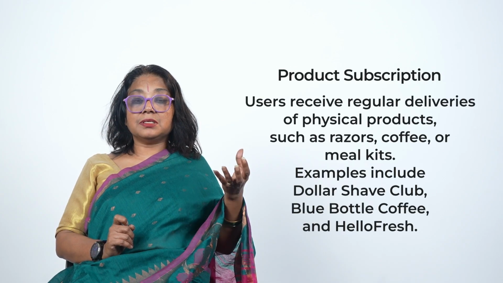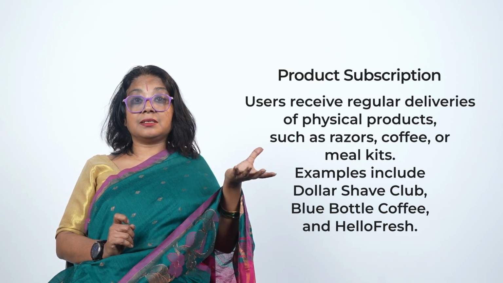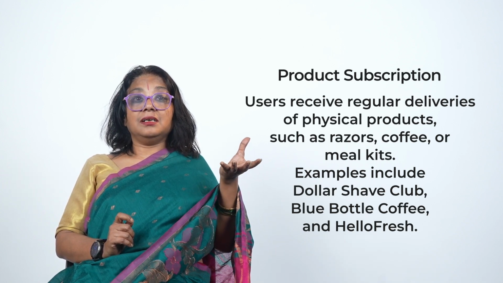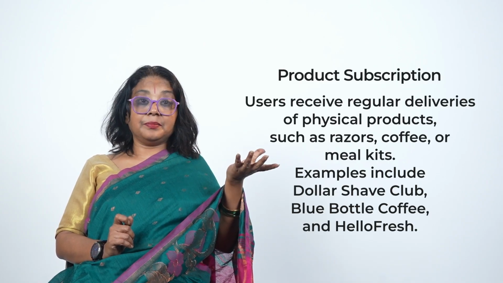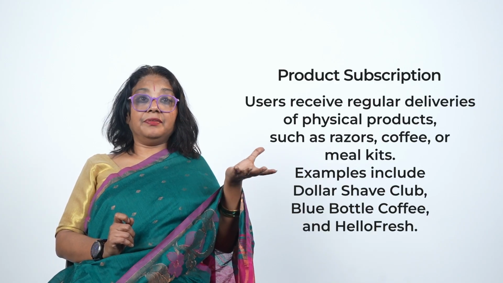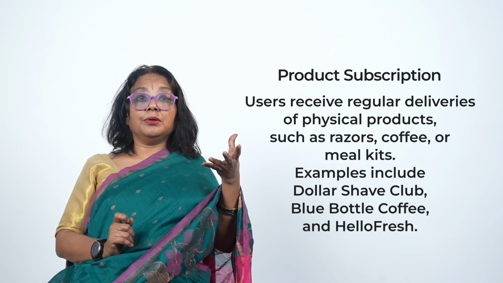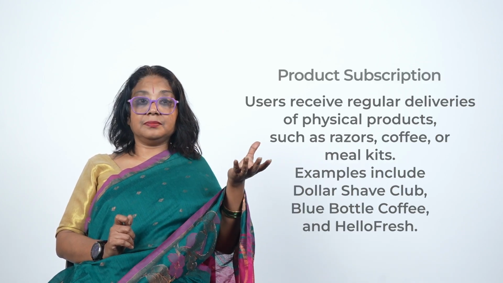Then, product subscription. Here, users receive regular deliverables of physical products such as razors, coffee, or milk aids, etc. Examples include Dollar Shave Club, Blue Bottle Coffee, or HelloFresh.